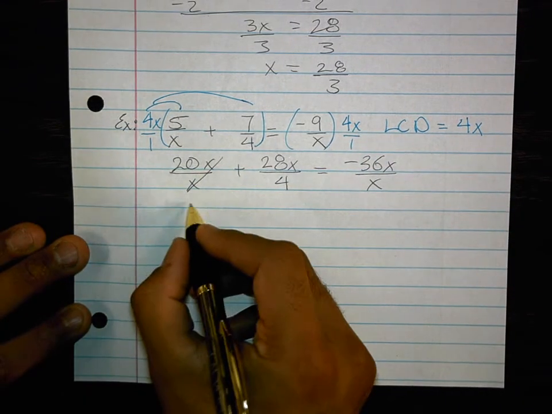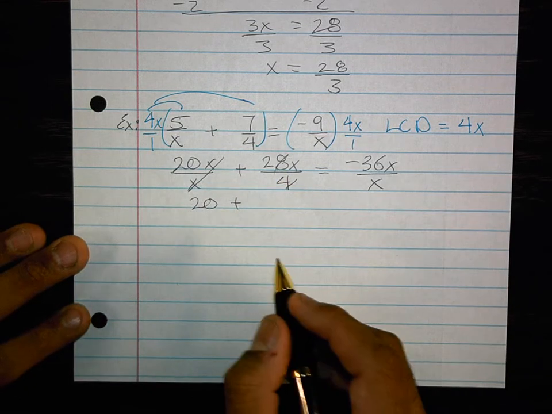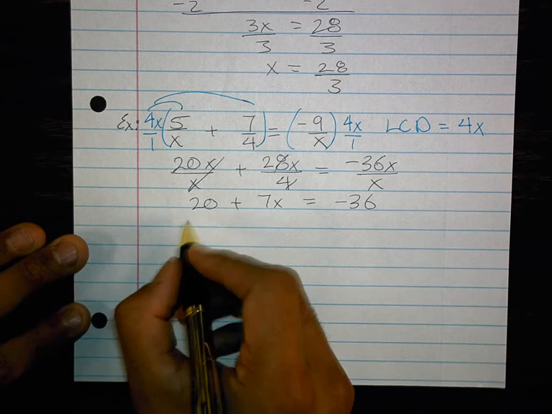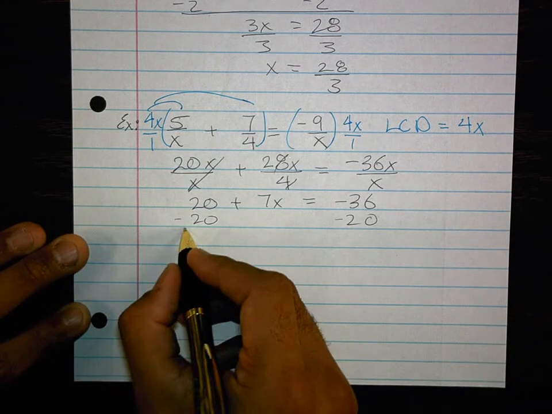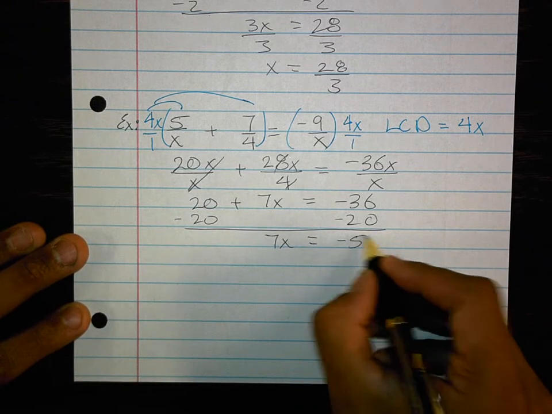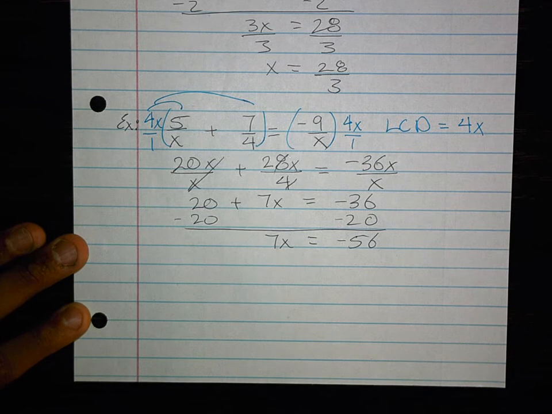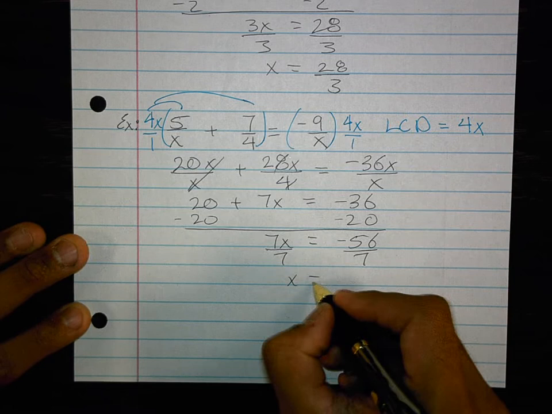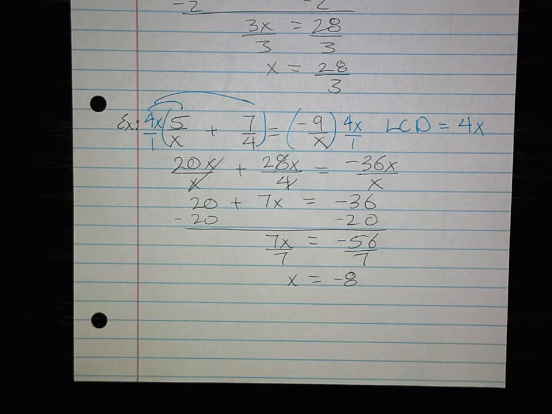And so when you cross cancel, you're looking at 20 plus 7x equals -36. And then I'll subtract 20 to both sides. And I'm looking at 7x equals -56. And then just to finish this off, I divide by 7, and x equals -8. So the key here, this is very similar, is that you still need to be able to identify LCDs. That's the big thing. Can you spot them and identify them? All right? Next example.